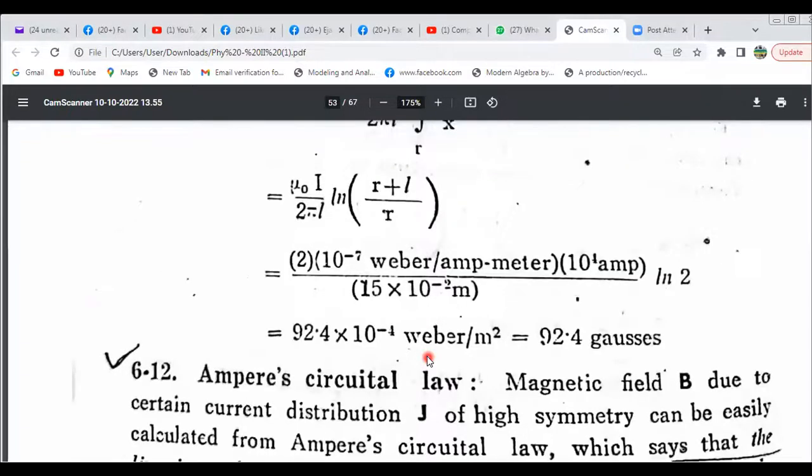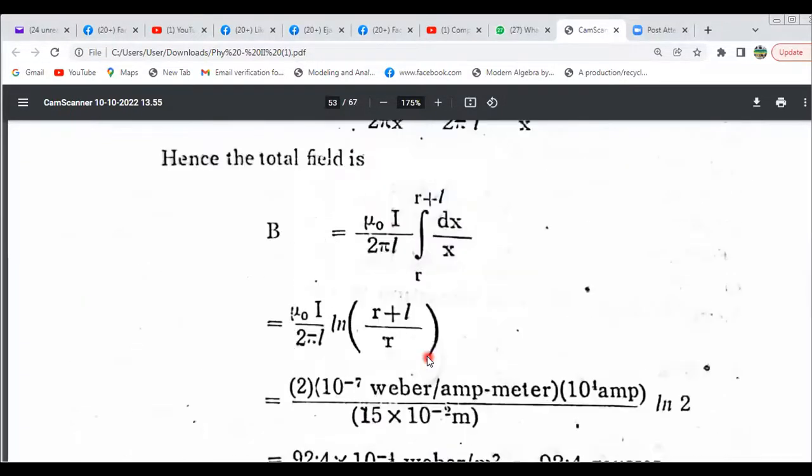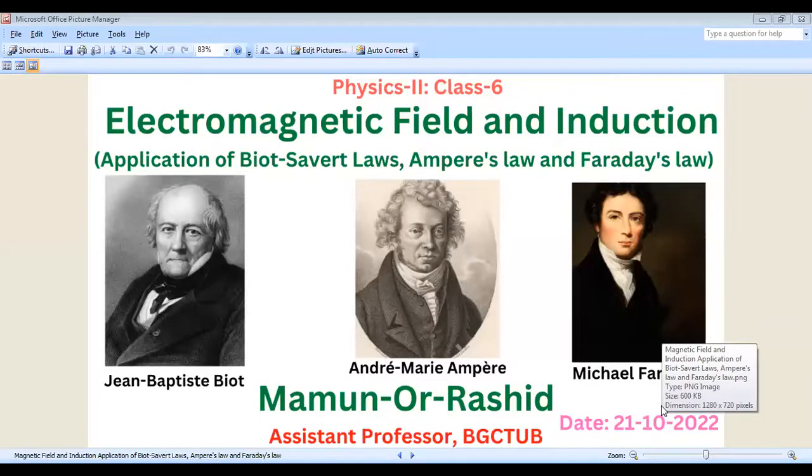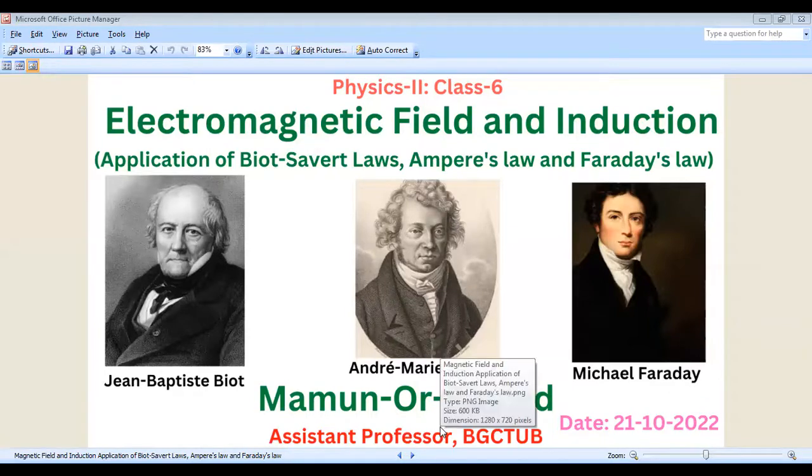We have just used the formula of the Biot-Savart law. Thanks to everybody. Bye for today. I hope everybody will be benefited. We have discussed the whole chapter on electromagnetic field and magnetic induction in a summary way. Thanks to everybody. Bye for today.